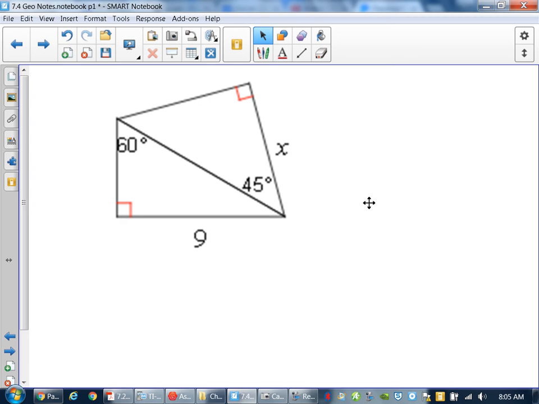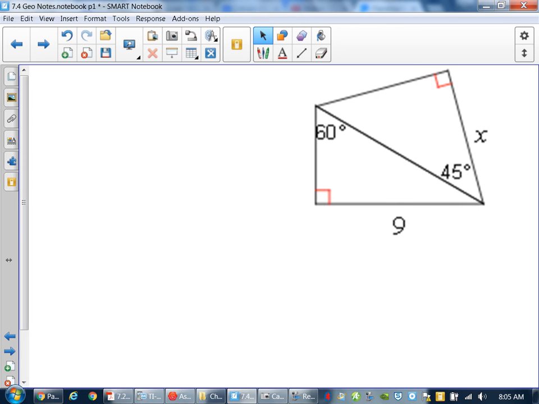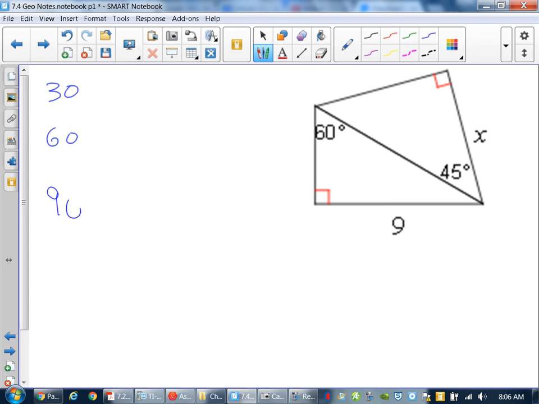So here you know opposite which angle? A 60. So we start by writing out the model for the 30, 60, 90. x, x root 3, and 2x. We know that opposite the 60 is equal to 9. So now I have to divide by the square root of 3. If I divide 9 by the square root of 3, what do you get, 3 root 3? So that means the value of x is 3 root 3.